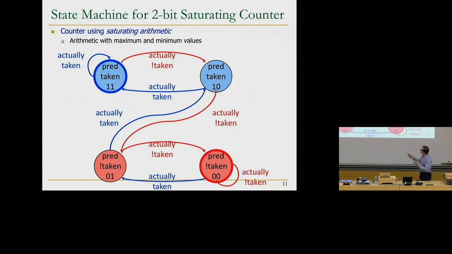And these actually use what is called saturating arithmetic, basic arithmetic with maximum and minimum values. You basically saturate at 1, 1 or saturate at 0, 0. Now, what does that mean? So these are the predicted taken states. These are the predicted not taken states.